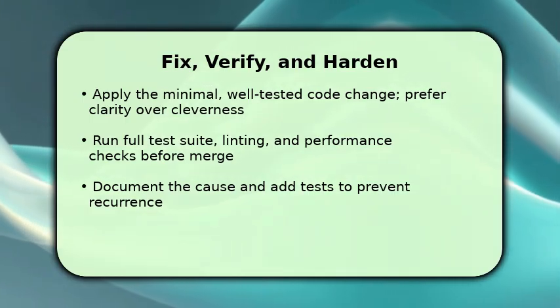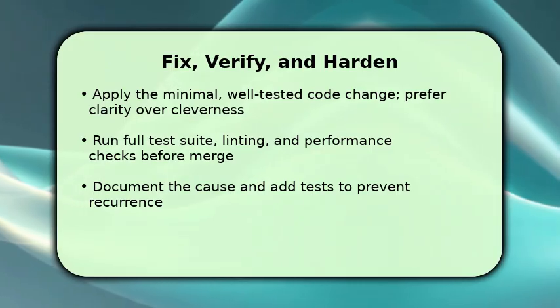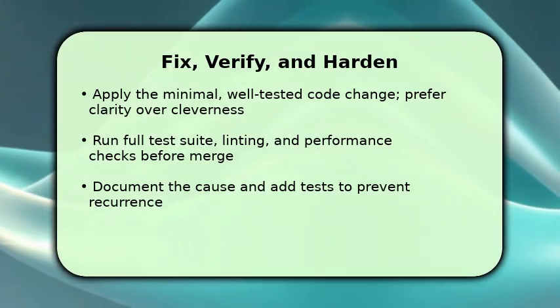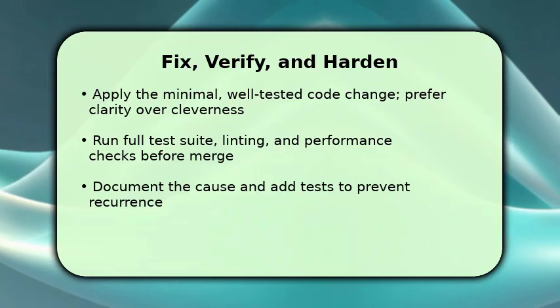Troubleshooting tip: if intermittent issues persist, reproduce under a controlled environment and bisect commits to isolate the introduction point.